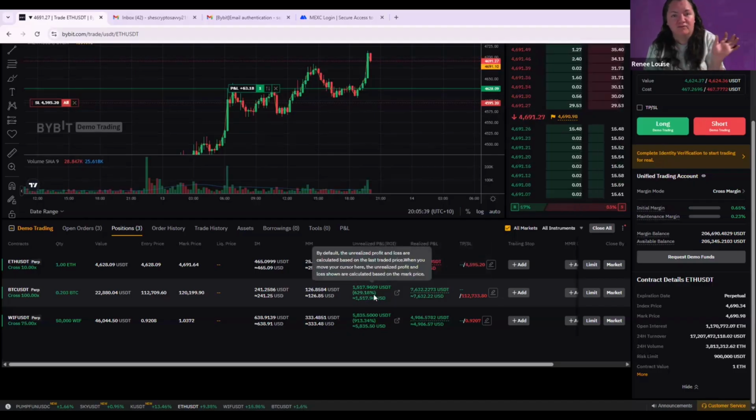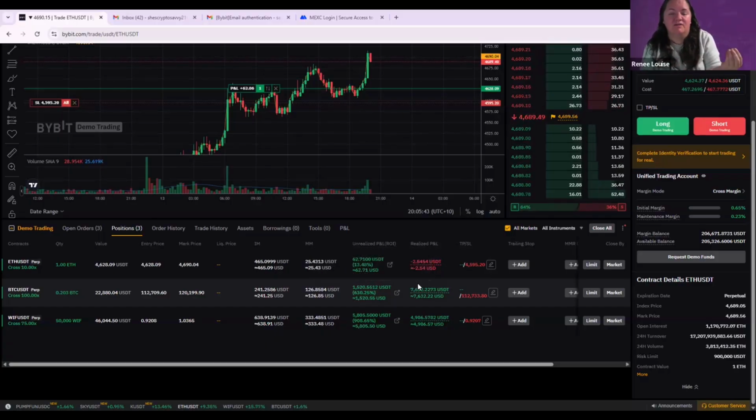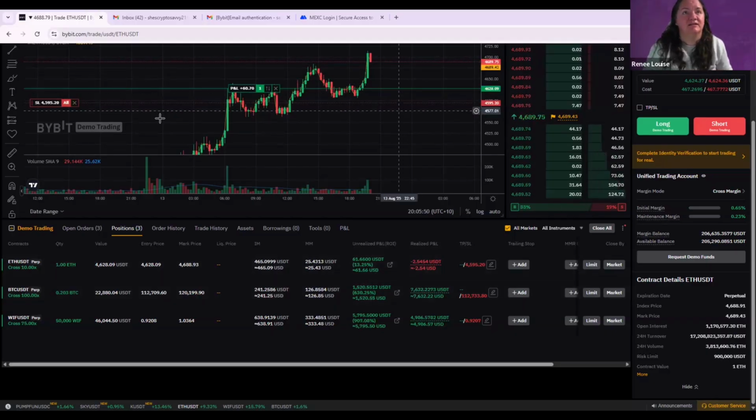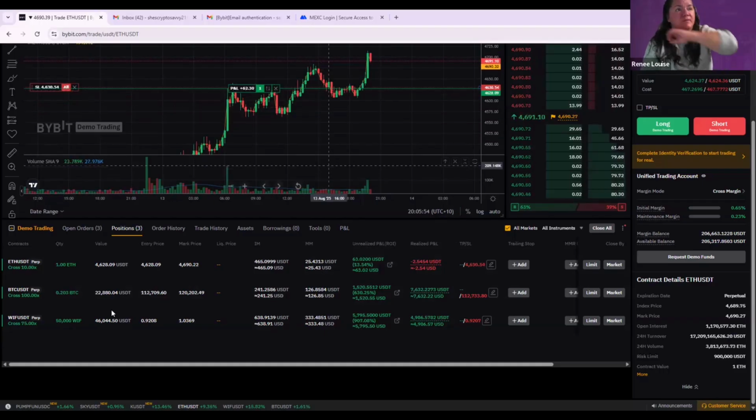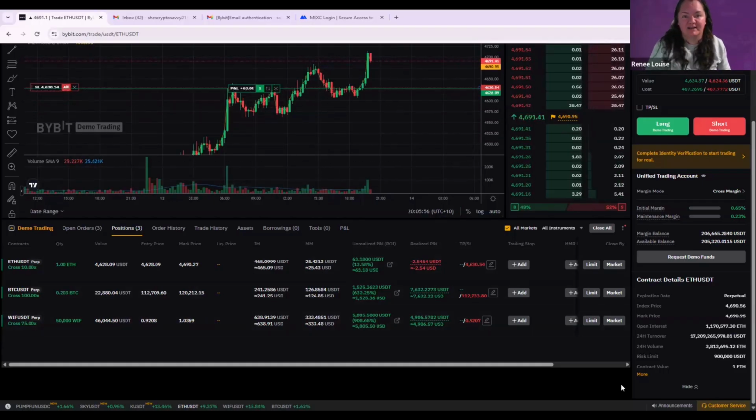I call it a runner, to leave a runner. It's just in case it keeps going up. But it will also give you a better entry if it looks like it's going to bounce at some point. The ETH one I literally just did. It looks like it's going to go down, so I'm actually just going to move it up. And then the WIF one is the one that I did yesterday that I went over as well.